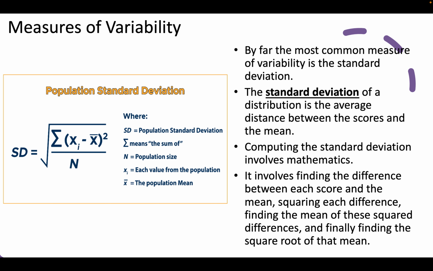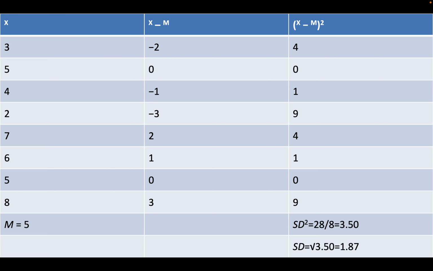By far the most common measure of variability is the standard deviation. The standard deviation of a distribution is the average distance between the scores and the mean. Computing the standard deviation involves mathematics. It involves finding the difference between each score and the mean, squaring each difference, finding the mean of these squared differences, and finally finding the square root of that mean. And we're going to go through that right now.